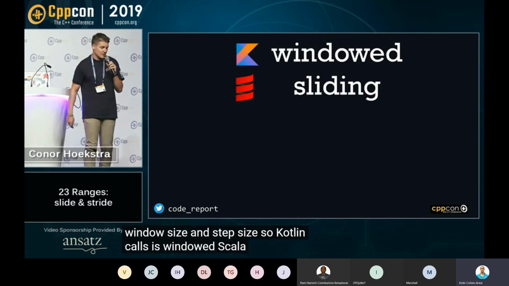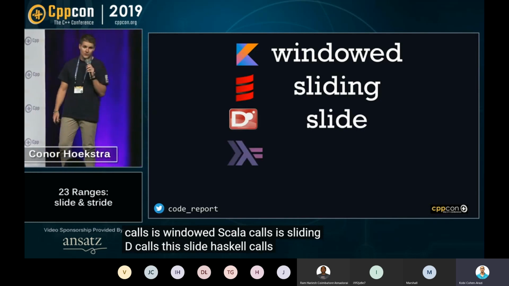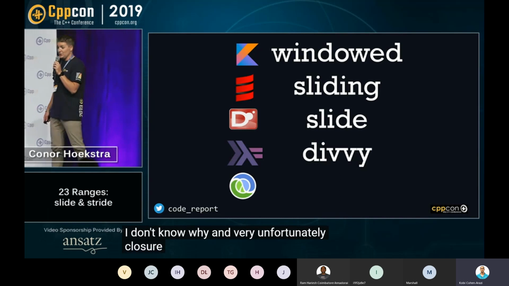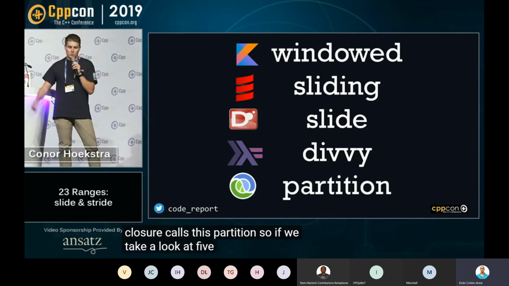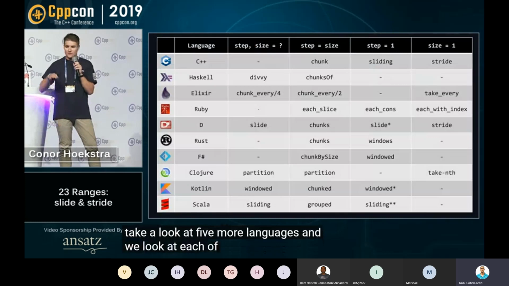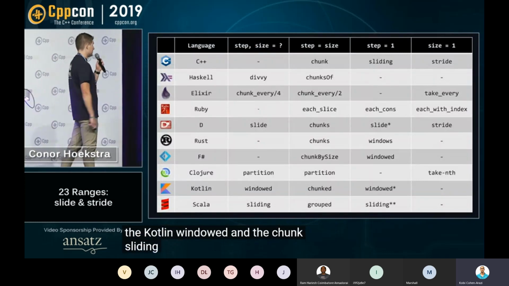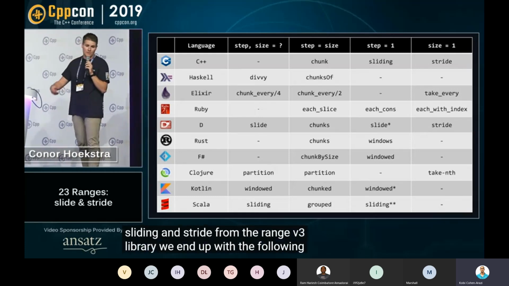So Kotlin calls this windowed, Scala calls this sliding, D calls this slide, Haskell calls this divvy, I don't know why, and very unfortunately, Clojure calls this partition. So if we take a look at 5 more languages, and we look at each of these 4 algorithms, the Kotlin windowed and the chunk, sliding and stride from the range-v3 library, we end up with the following diagram.